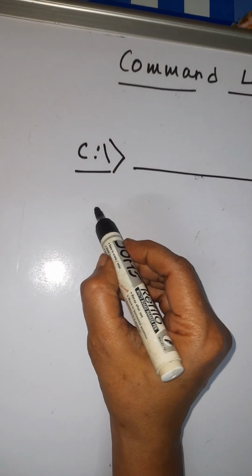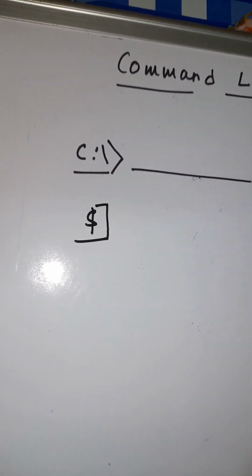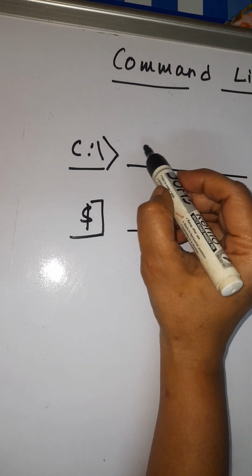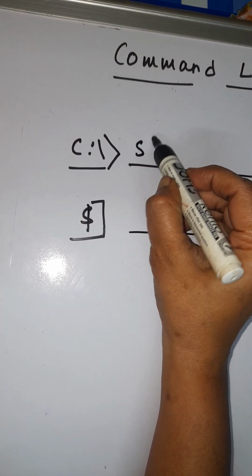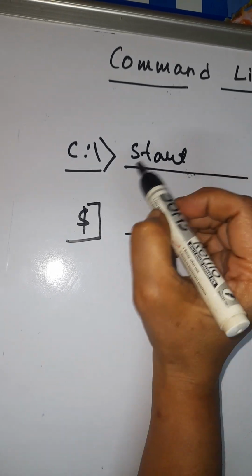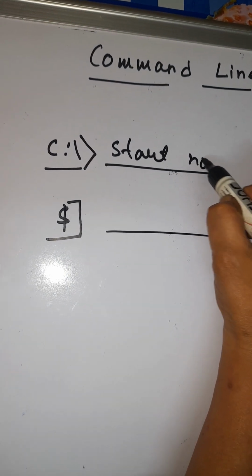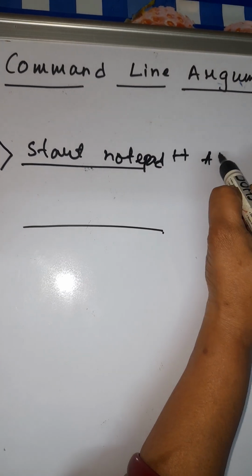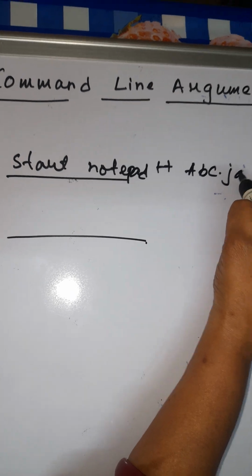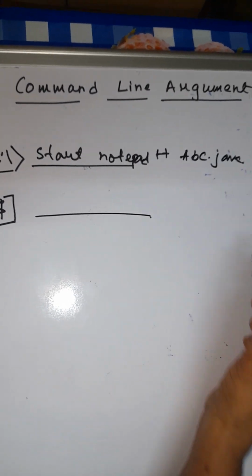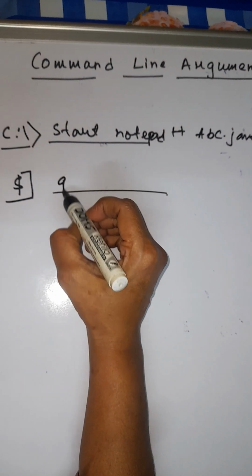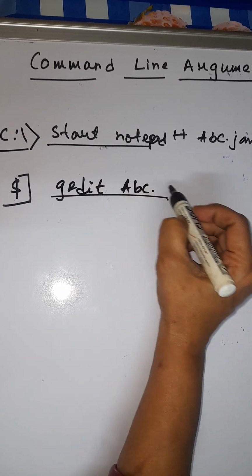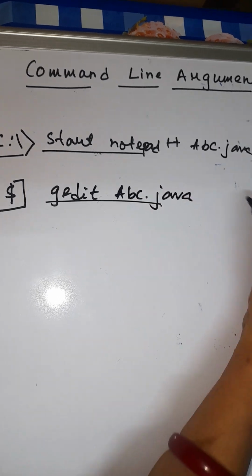Or maybe if it is your Linux environment, then your command line will be like this, where we normally want to create our file. If this is a Windows environment, then we do like this: start notepad plus plus, maybe abc.java. So this is known as a command line argument. In a Linux environment, you do like this, maybe gedit abc.java. So these are known as the command line argument.